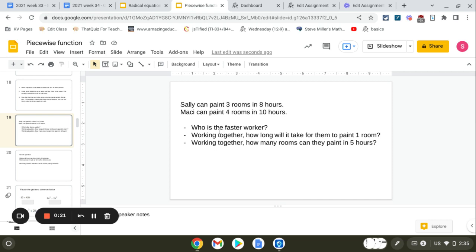Okay. Got 3 questions. Who's the fastest? How long will it take them to paint one room if they were working together? And how much damage can they do in 5 hours? How many rooms can they paint in 5 hours?